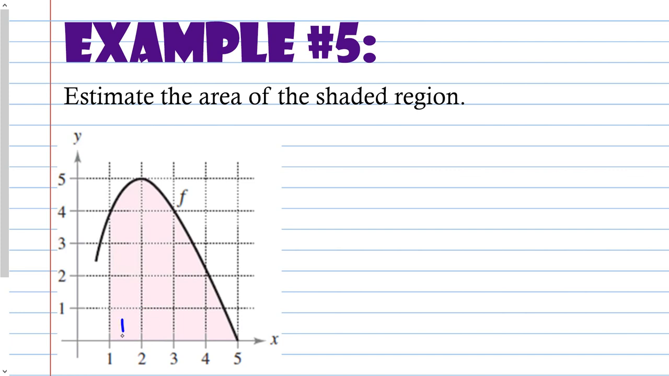Let's count. Here's 1, 2, 3. Now I'm counting the whole ones first. So 4, 5, and 6. And then 7, and then 8, and then 9, and then 10. Now I have 10 whole squares, right? Okay. You must be thinking, are we really just counting squares? And yes, we are.